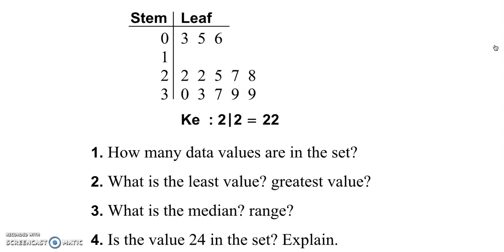What is the median? Okay, remember, for the median you have to find the middle number. That's why we put the leaves in order from least to greatest. There's 13 data values, so this is easy. I'm just looking for the 7th data value. If I count 1, 2, 3, 4, 5, 6, 7, don't say 7 is the median. It would be 27 is the median. Okay, don't forget the stem. The range, you would just take the largest number, 39, minus the smallest number, which is 3, which would equal 36.